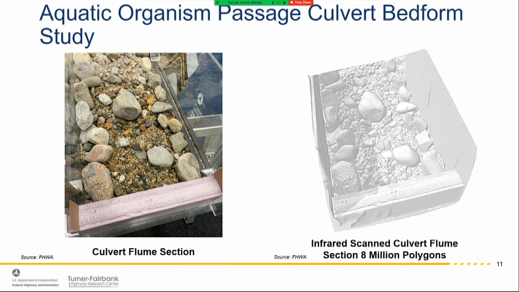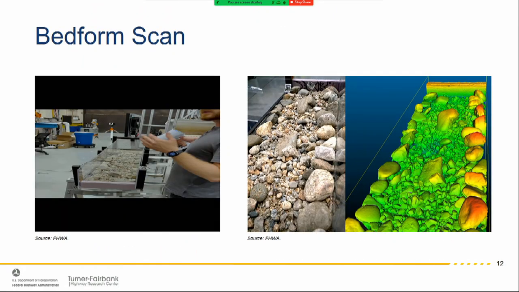Another kind of unique area that we're exploring, and I'm highlighting this because it is unique, is, specifically with the new infrastructure law, there's an emphasis on the impacts on wildlife with infrastructure. And so one of the research studies that we're looking at is aquatic organism passage through culverts. And so in our hydraulics lab, we're doing some testing on some culverts that we've built in the laboratory essentially. And I'll show you a video here.